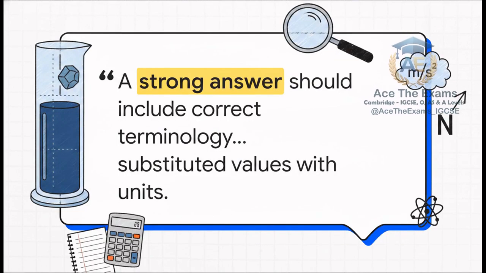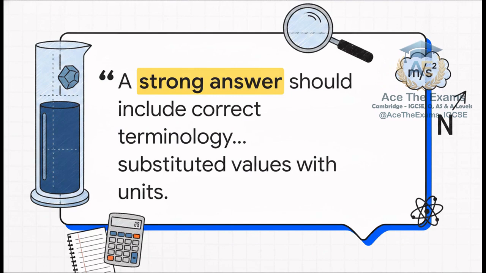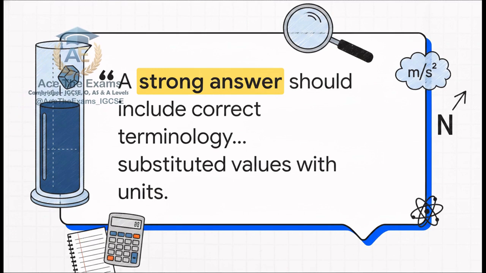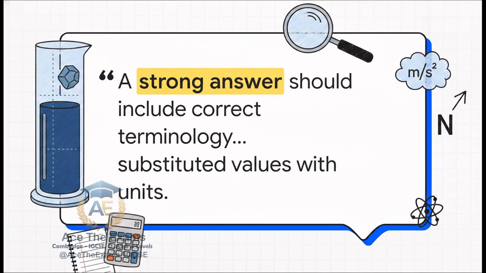Now, what's really interesting about this slide is the exact wording pulled straight from the examiner's report. Listen to this. Marks lost due to vague explanations. A strong answer must include correct terminology and substituted values with units. So the student in our scenario failed because saying they dropped the rock is completely unscientific. They needed to state that they recorded the initial and final volume readings. The mark scheme is super strict, but it's also very, very predictable.